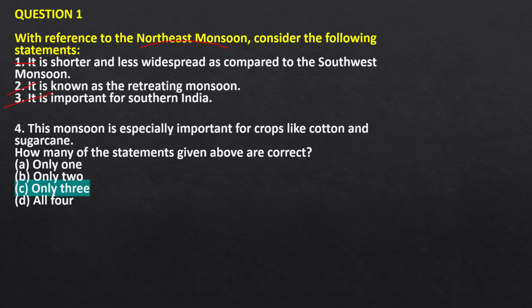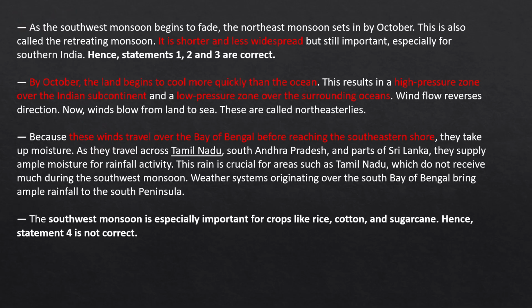3 is also correct. And statement 4 is incorrect, because being especially important for crops like cotton and sugarcane is a feature of the southwest monsoon. The northeast monsoon is shorter and less widespread, but still important, especially for southern India.